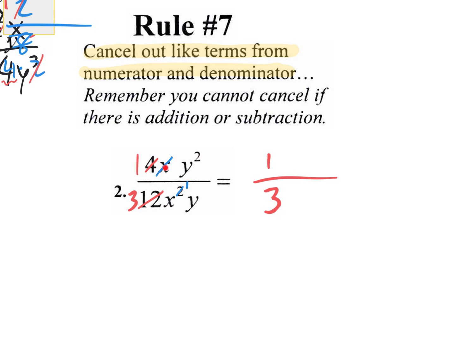Notice that I put a line through the whole x right here. I only put a line through the 2 and changed it to a 1. I did not go all the way through the x because I have 1x left on the bottom.